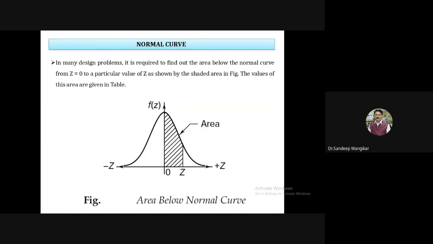So in many design problems, it is required to find out the area below the normal curve from z is equal to 0 to a particular value. That's why I said that it is always not equal to 1 or 2 or 3. It may be 1.35, 1.65, 1.33, 1.53, 1.47, whatever may be the value of Z. We will discuss the formula also for calculating the Z value. But till for your understanding, what will be the value of Z? So the values are given in the table.